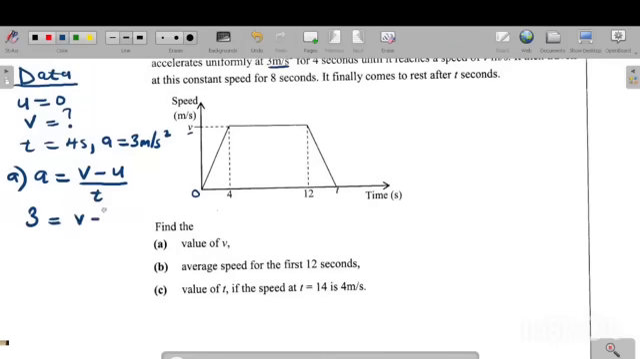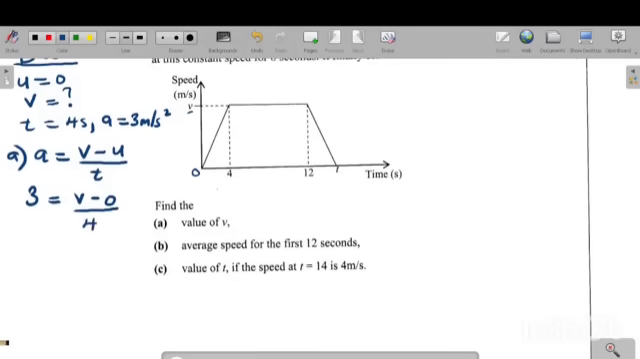So we have v minus the initial velocity, which is 0. So we're going to put 0. Then divided by time. Time is 4 seconds, so we're going to put 4 here. All right. So we're going to have 3 is equal to v minus 0, which is just v, over 4.